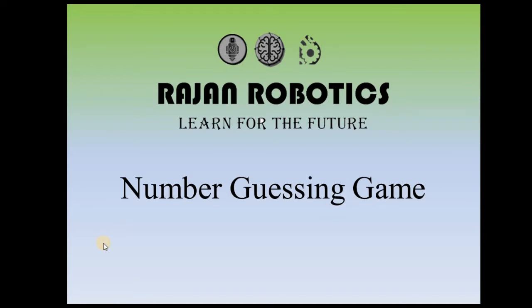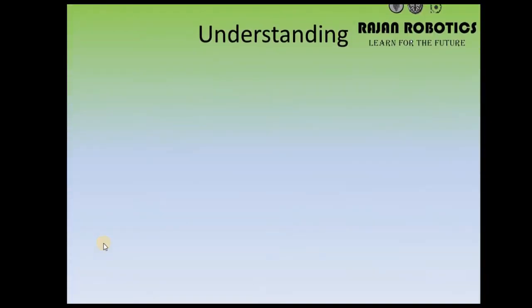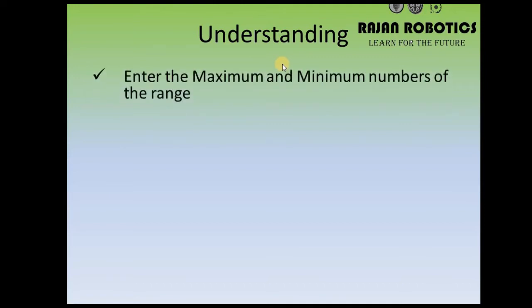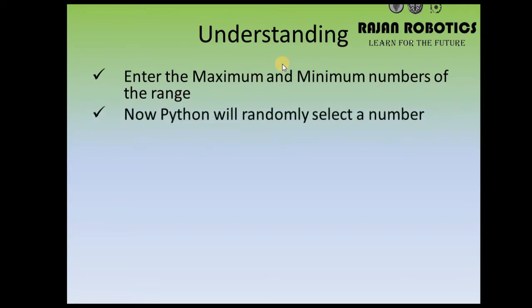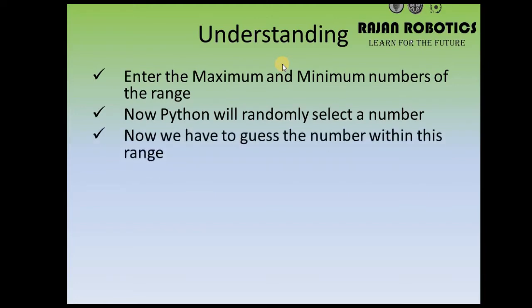Let us see what are the things we have to understand before starting the number guessing game. First we have to understand the concept. We are going to enter two numbers, the maximum number and the minimum number of the range. Within this range, Python will randomly select a number, and we have to guess the number within this range.